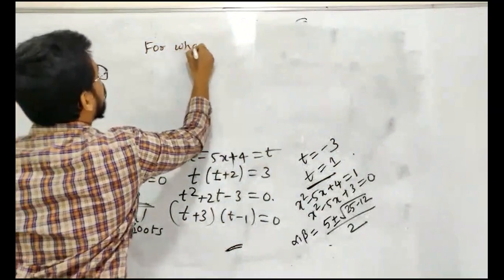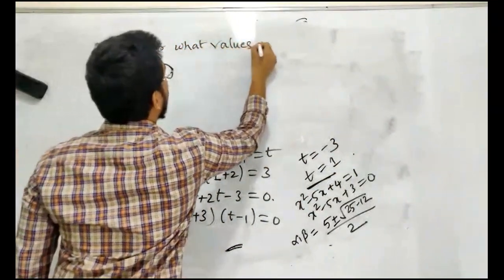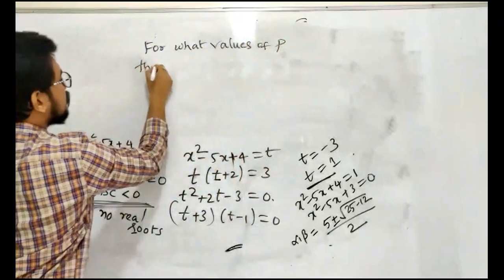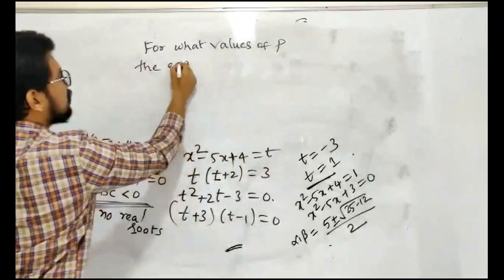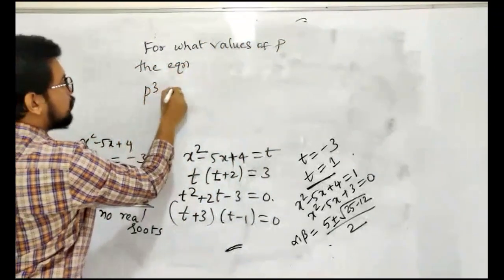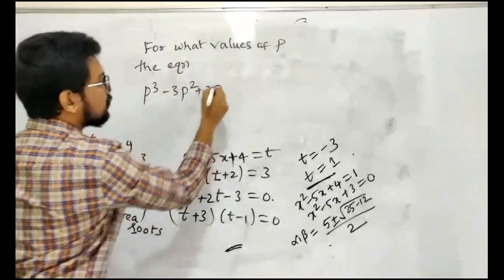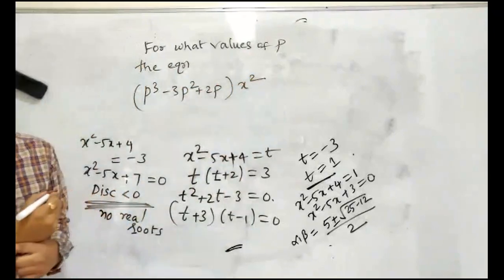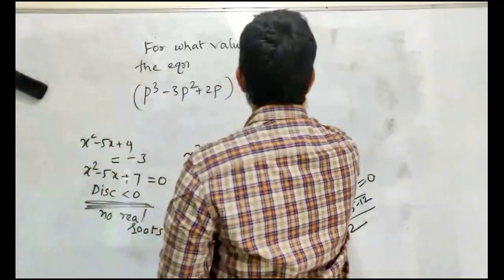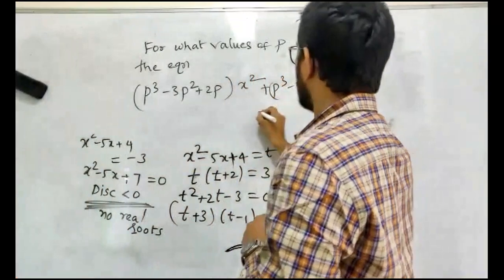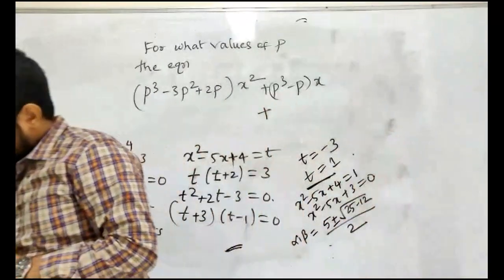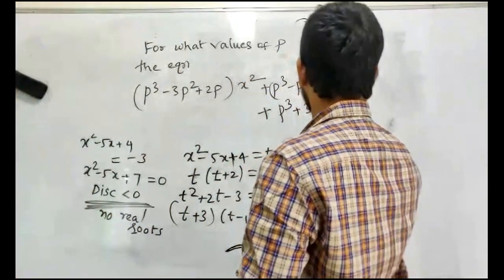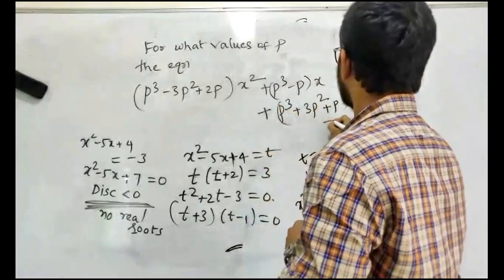For what values of p, the equation p cube minus 3p square plus 2p into x square plus p cube minus p into x plus p cube plus 3p square plus p is equal to 0.